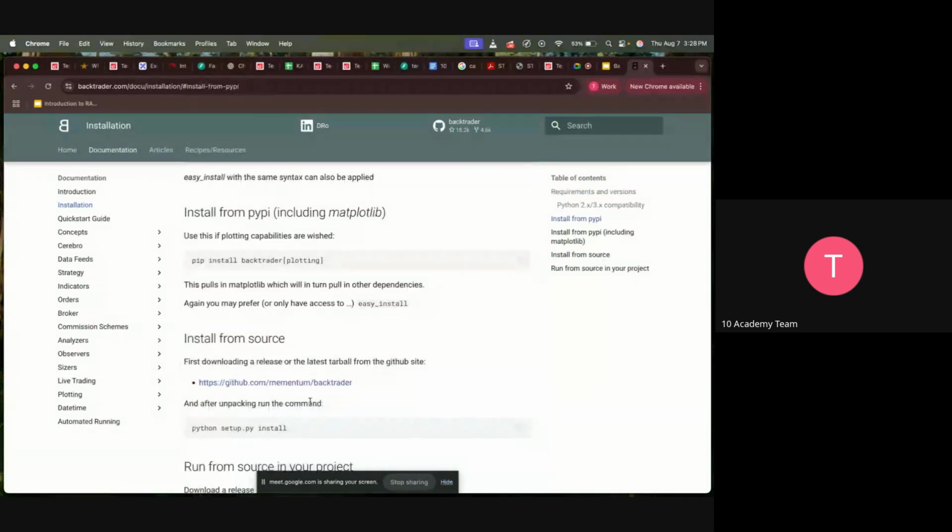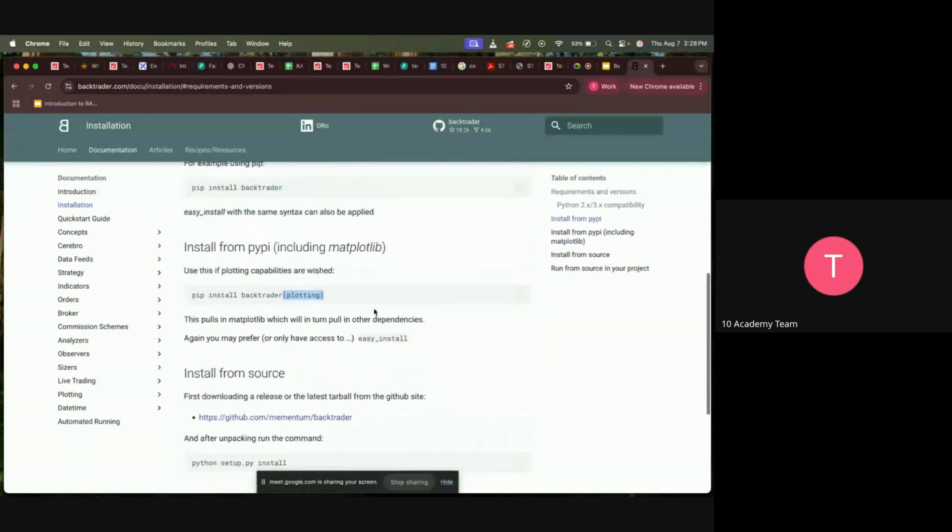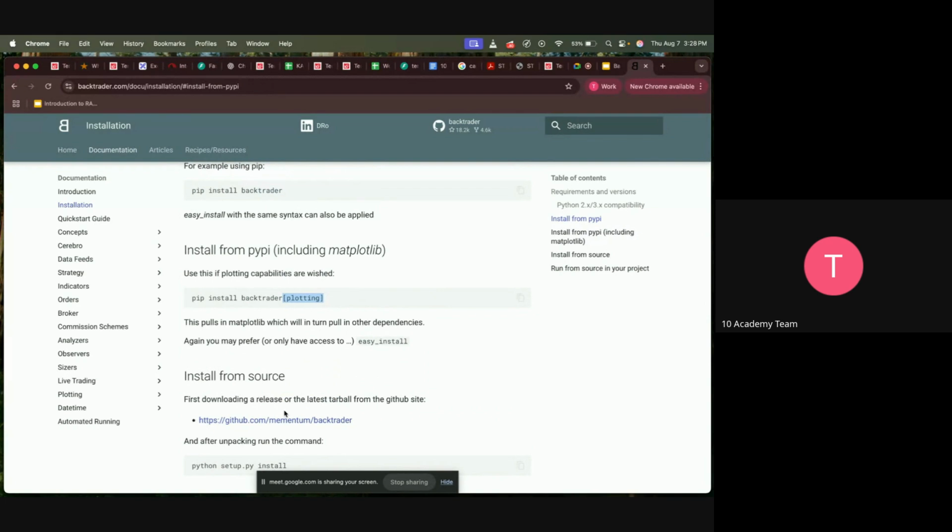And if you want to plot your results, you need to install it through this one as well. It uses the Matplotlib library inside, with versions above this one, so it gives you more features to plot as well.